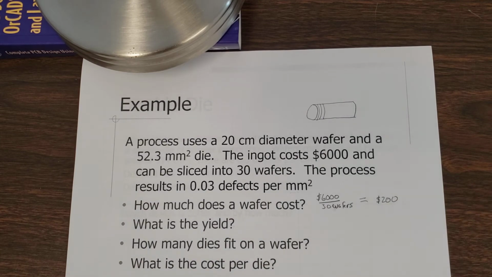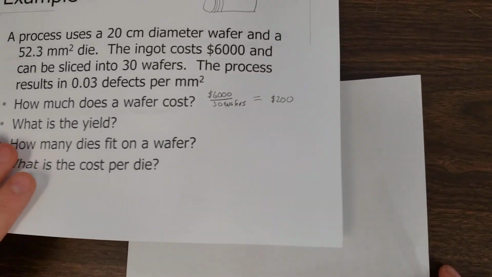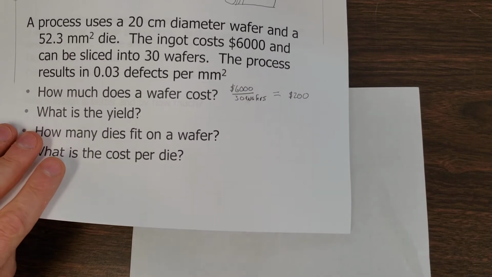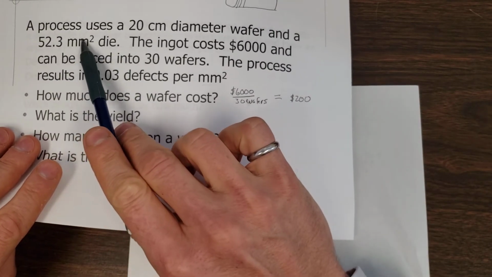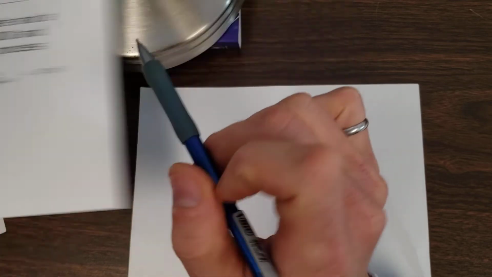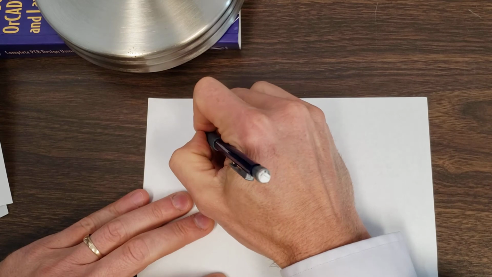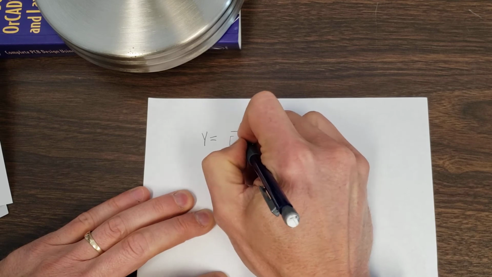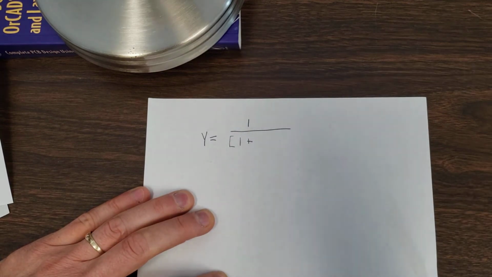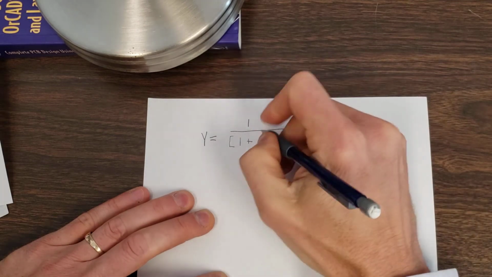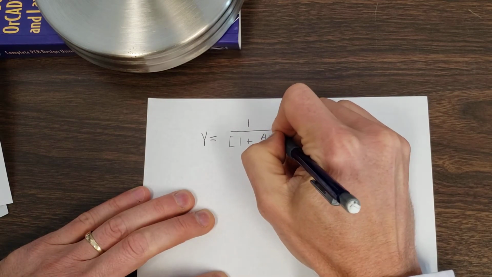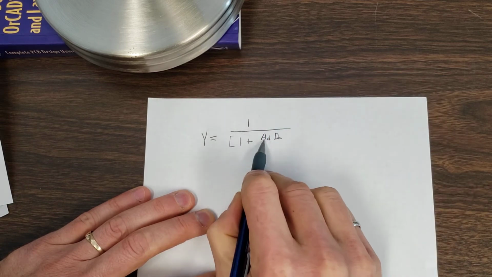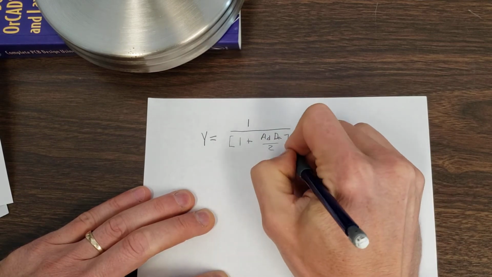What is the yield? Well, this one, we're going to calculate using a fresh sheet of paper. We remember those are the criteria. What we'll need to know is the area of the die and the defects per area. This is an empirical formula, and the yield is always going to be 1 over quantity squared, 1 plus the area of the die times the defects per area, divided by 2, and this is a quantity squared.